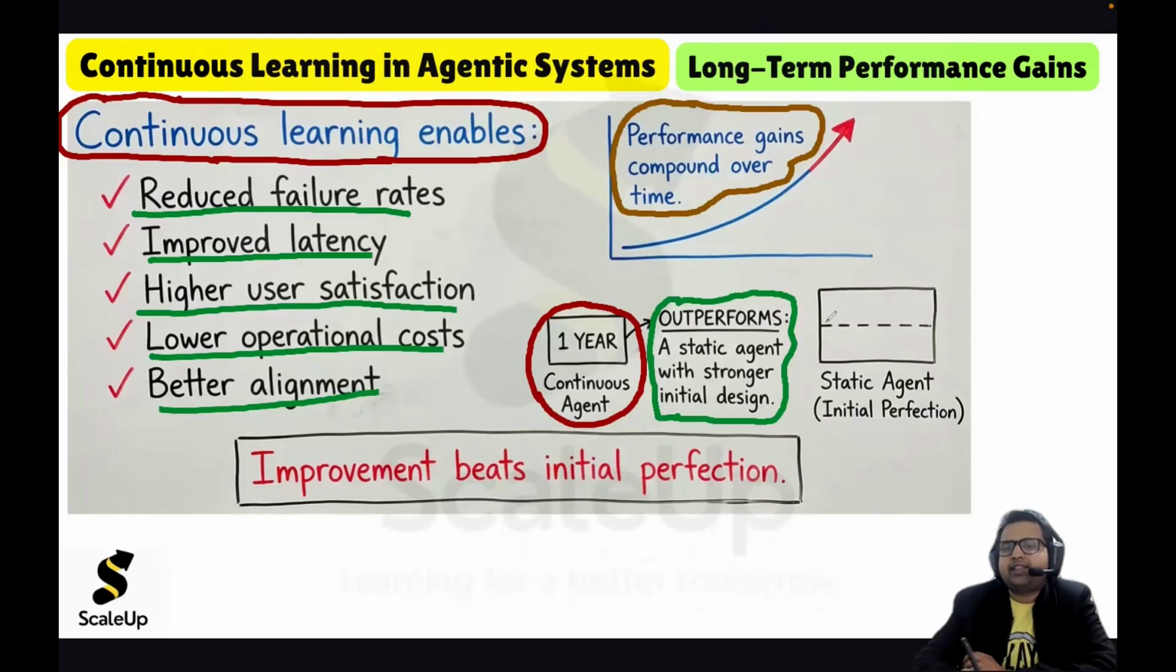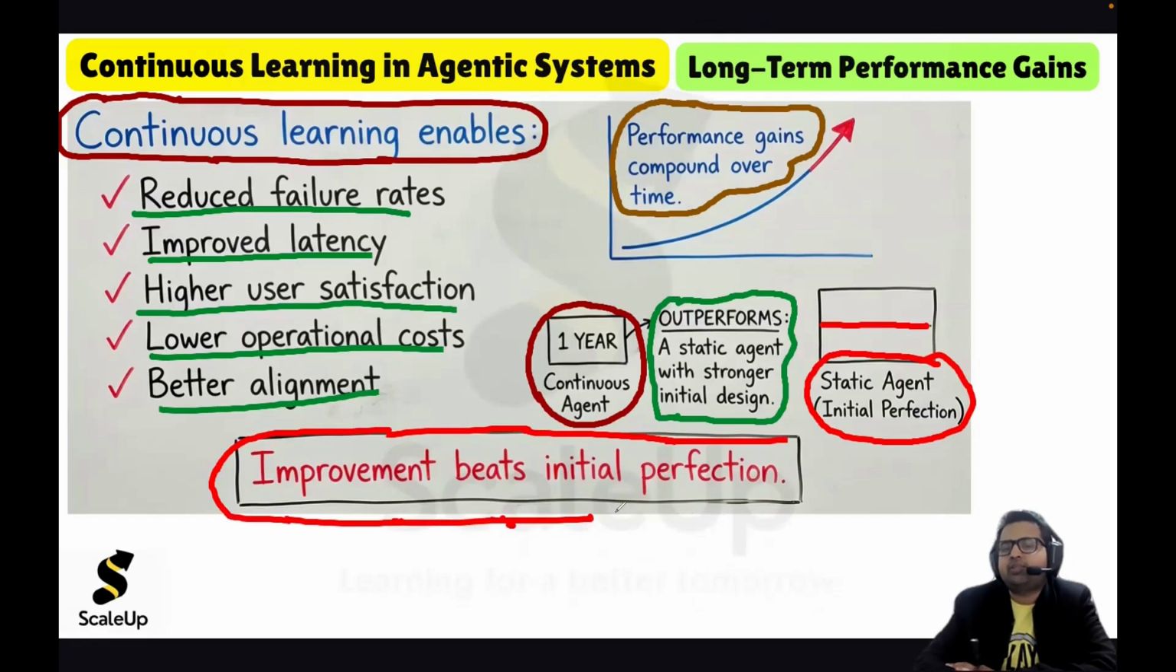Because in a static agent, the graph is like a horizontal line. With time, it will not learn at all. Whatever the initial perfection it had, it will get stagnant. It will remain there only. It will not improve at all. So the idea is improvement beats initial perfection. So rather than putting more effort into initial perfection, we should put effort into improvement, because improvement beats initial perfection.